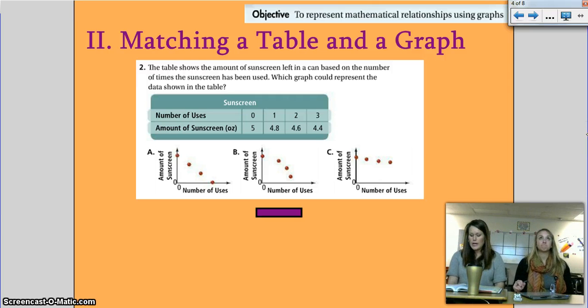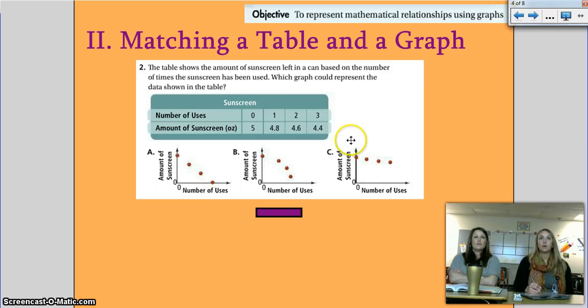Okay, so we've got, the table shows the amount of sunscreen left in a can based on the number of times the sunscreen has been used. Okay. Which graph could represent the data shown in the table? Okay, so I'm not just thinking, okay, this is how I use sunscreen. I have to actually look at what's going on in the table. Exactly.